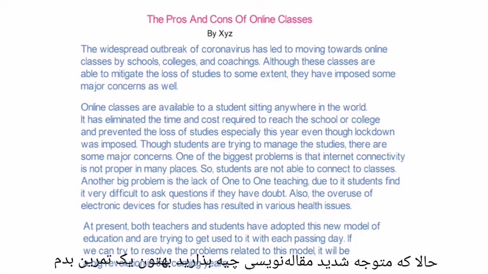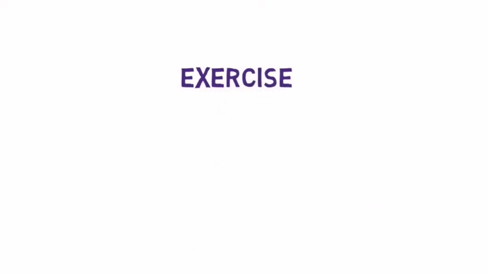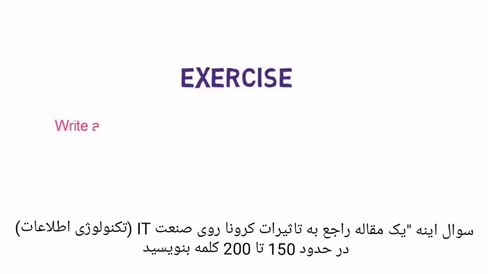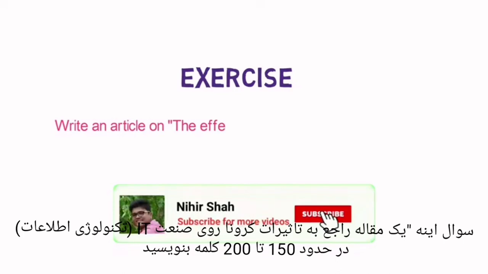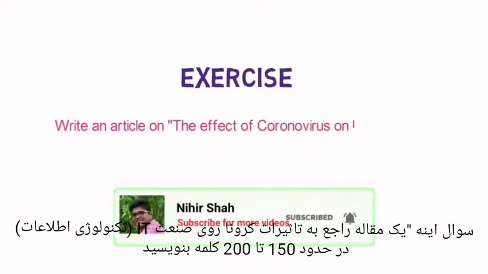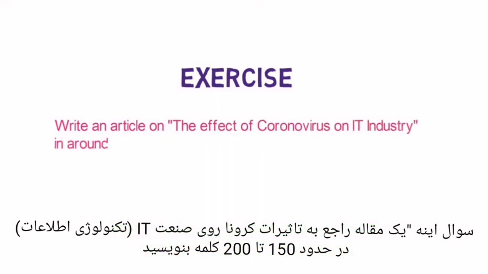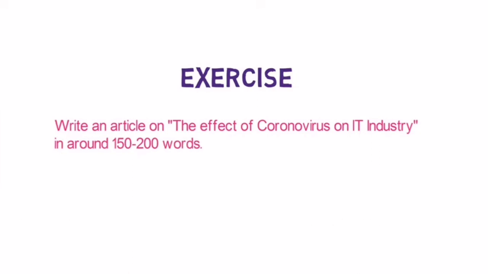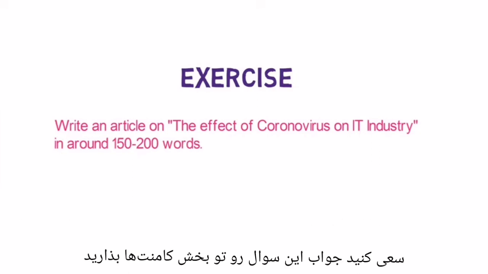Now that you have understood what is article writing, let me give you an exercise to practice. The question is, write an article on the effect of coronavirus on IT industry in around 150 to 200 words. Do try to answer this question in the comment section.